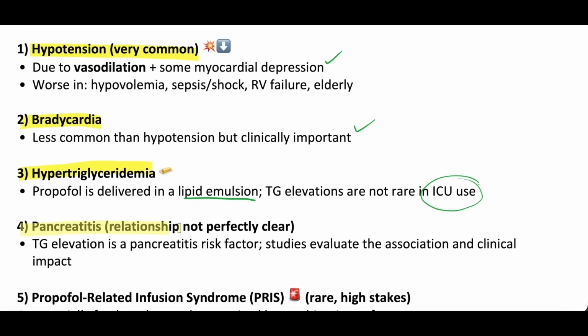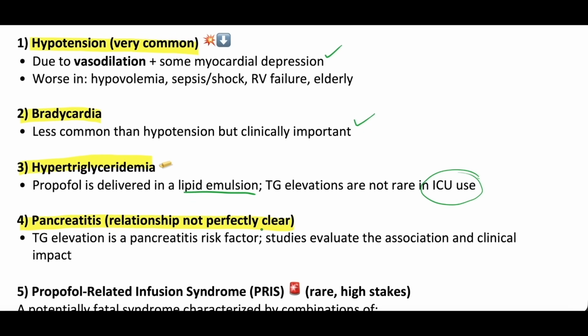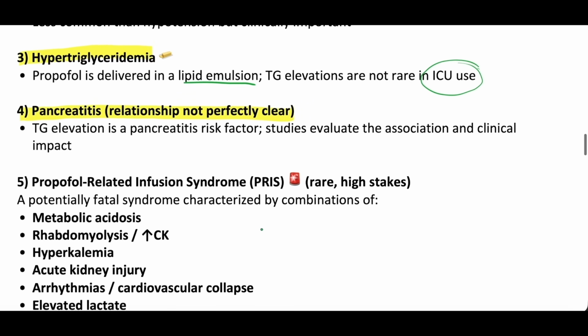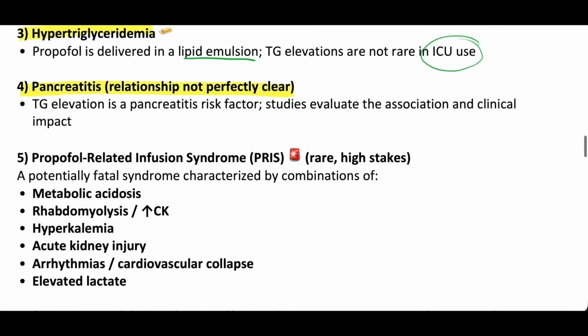Pancreatitis, in the setting of the high triglycerides, again, is there a relationship there? Is there not? Tough to say, but there is triglyceride-induced pancreatitis, so it's something to think about. And then the very rare but the highest stakes, the thing that is the most deadly is propofol-related infusion syndrome, or PRIS. It's potentially fatal, and as we said, it causes rhabdo, metabolic acidosis, acute renal failure, elevated lactate, and this can spiral so bad that it can cause cardiovascular collapse, and this can be deadly.